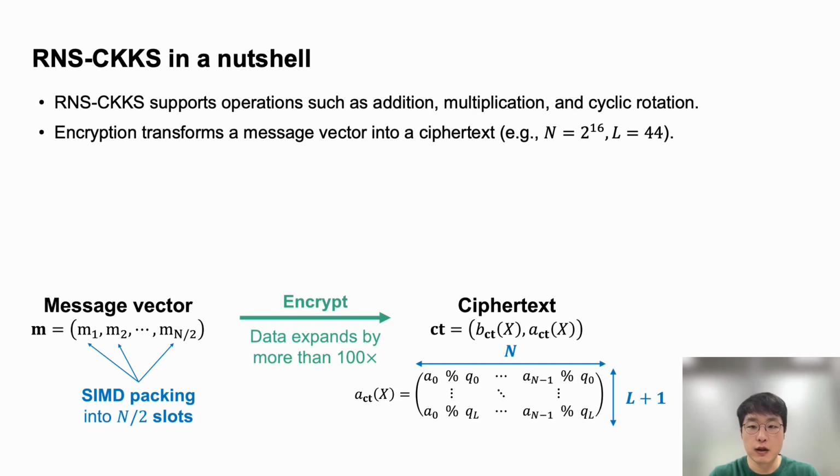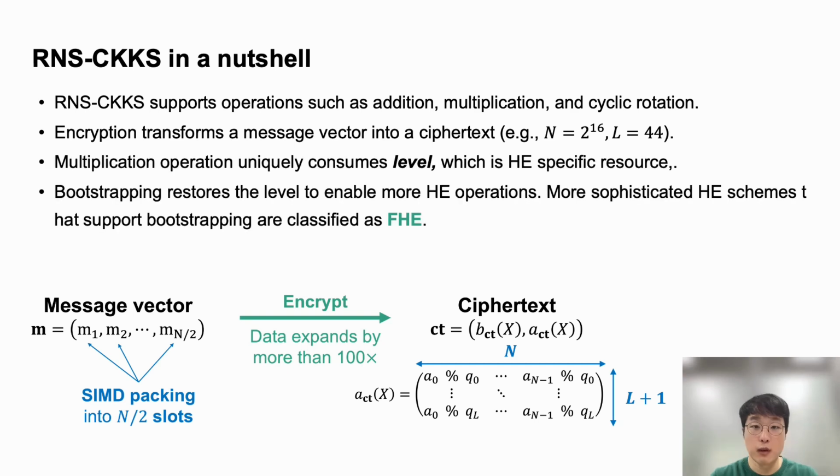In ResNet20, the encryption process transforms a message, which is a complex vector of size half of n, into a ciphertext. A ciphertext consists of L+1 ring polynomials of degree n. Here, L represents level, which is a HE-specific resource. Multiplication uniquely consumes level, so as the program proceeds, you may need to use all available levels. If you run out of levels, you can use bootstrapping to restore them, and enable more HE operations. More sophisticated HE schemes that support bootstrapping are classified as fully homomorphic encryption.